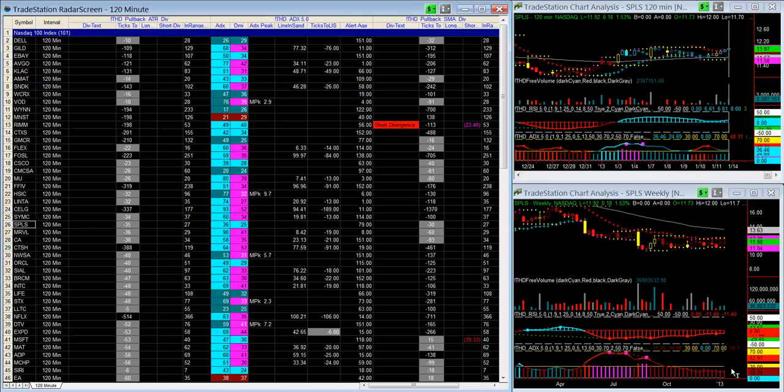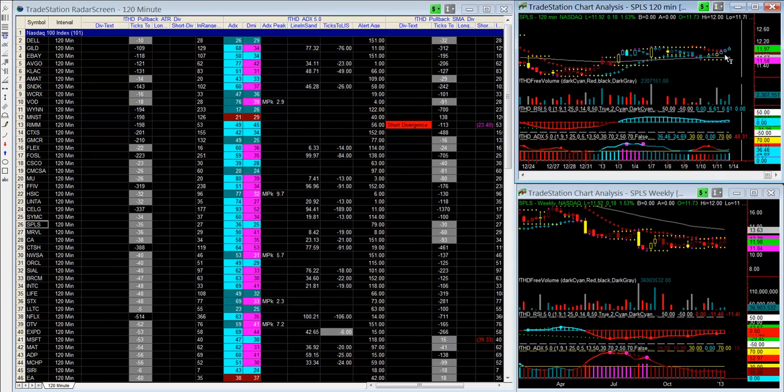SPLS. This one is too far away from the ATR, and again, this goes to stock price more than anything. The weekly is actually showing you not to take a long right now because you're at the ATR on the weekly chart and it's doing it on diverging volume. So this is telling me it's probably going to go back down.